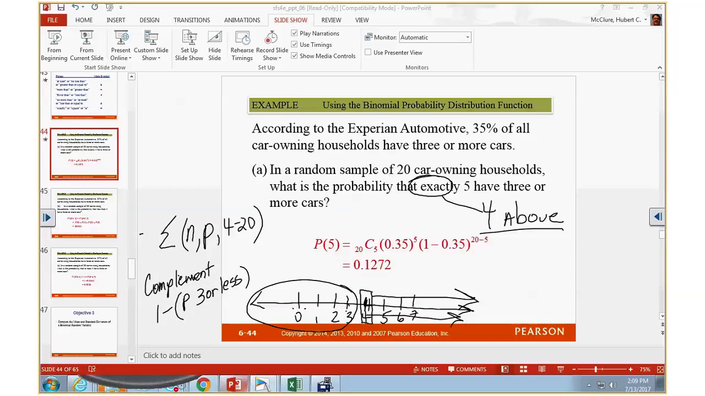Now you've got to be able to see this. If you don't see it, you won't understand it. The complement of 4 or more is 3 or less. The complement of 3 or less is 4 or more. So which one do you want? Well, you want 4 or more, so you've got to subtract the probability of 3 or less out of 1. And that's probably what they did. Let me look at the problem and see.